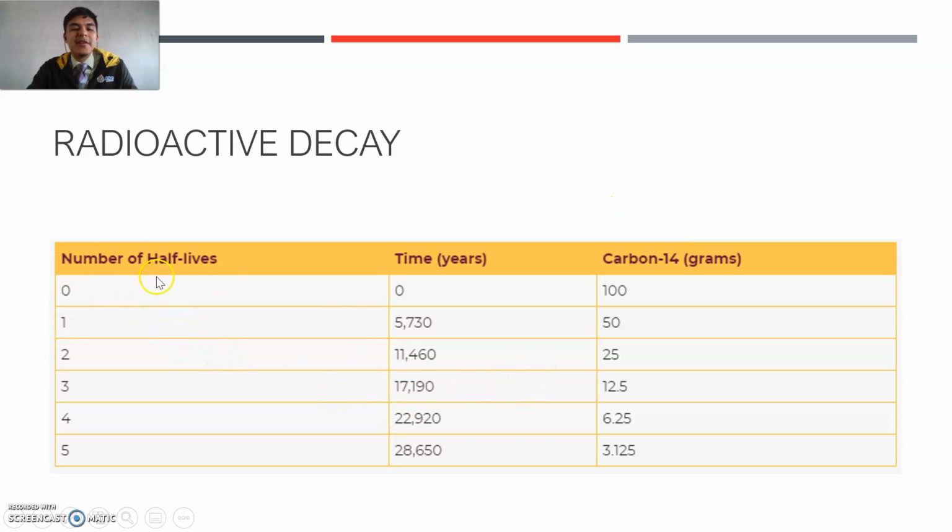For example, a number of half-lives means different times in years. In the first year, the carbon is going to have 14 grams, let's say. But with a lot of time, let's suppose that 3 half-lives have gone through, which means 17,190 years, then carbon is going to change from 100 grams to only 12.5 grams. And of course, it will become an unstable isotope. Based on that, scientists can determine how long that carbon has been at a certain location.